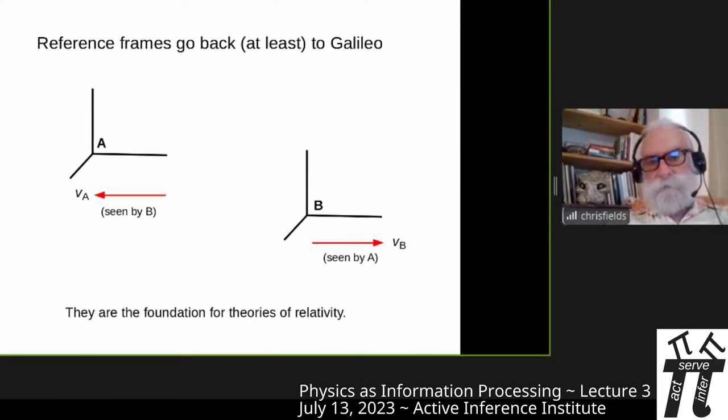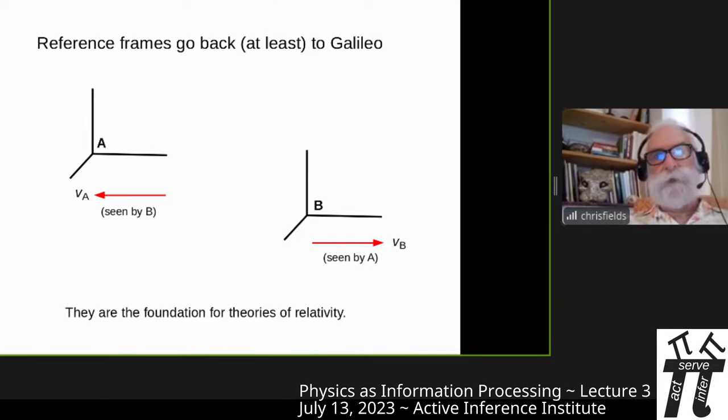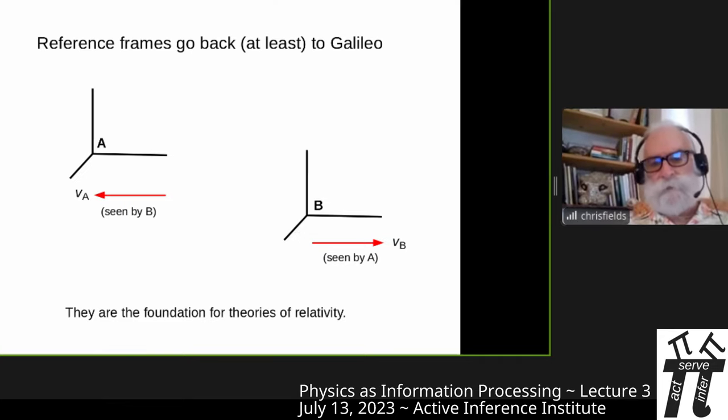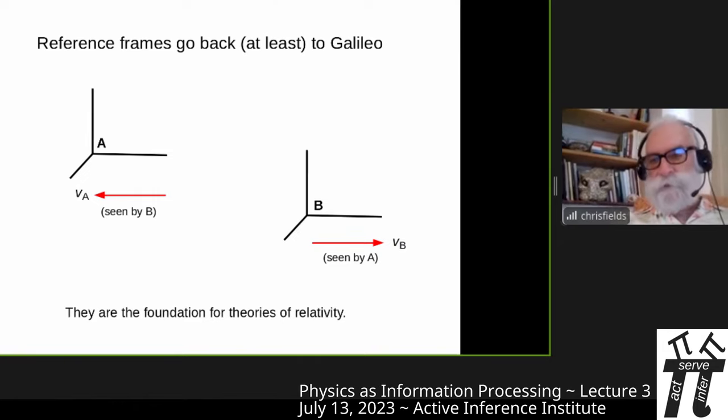The idea that physics involves reference frames goes back at least to Galileo, but was probably familiar well before that, just not formalized in the way that Galileo formalized it. So the key idea can be thought of in terms of motion, and you're all familiar, for example, with riding a bicycle or driving a car and seeing the world as if it's passing by you with some velocity. And of course, with respect to the world, you're passing by it with some velocity. And this idea that velocity is not absolute, but is relative to some observer who measures it in some reference frame, is the foundation for theories of relativity.